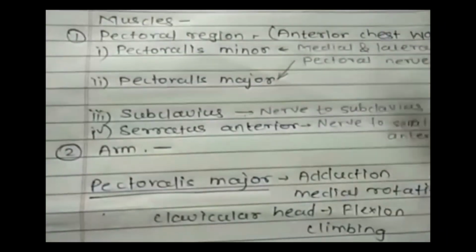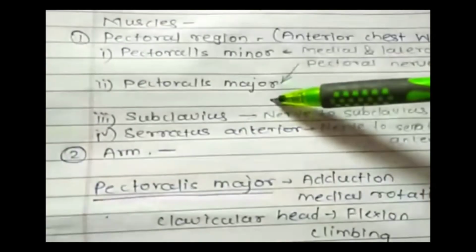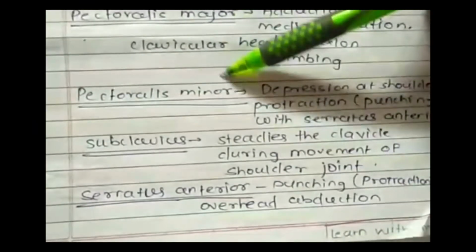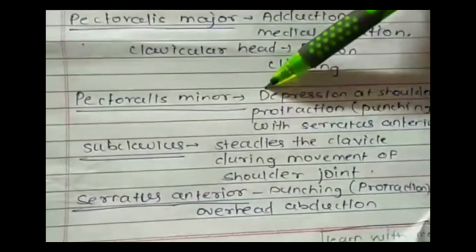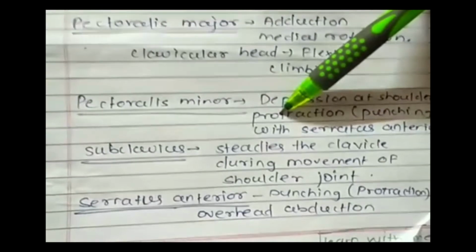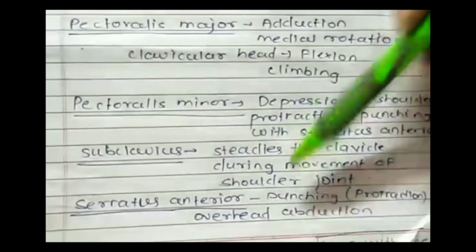Minor means small and major means big. So, minor is more in length than the pectoralis major muscle. Then the action of the pectoralis minor muscle: it is depression at the shoulder joint and protraction, that is punching movement. It helps the serratus anterior muscle in punching movement.